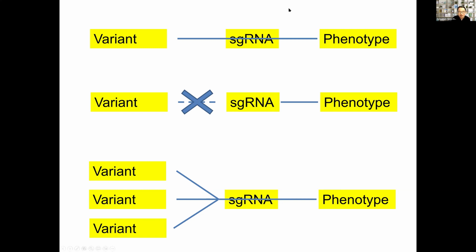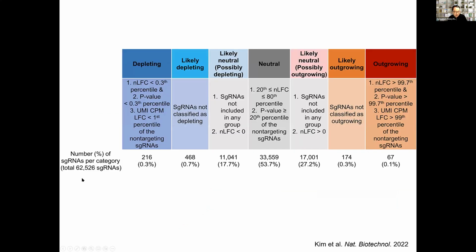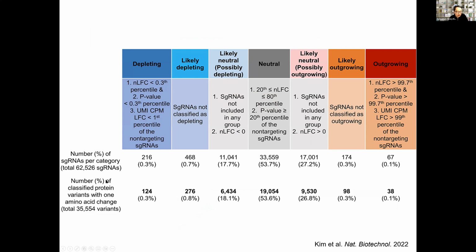Then we chose only these variants. Out of 62,000 guide RNAs, we chose 35 sgRNAs which induced only one major variant. So we were able to classify 35 variants in a high-throughput manner.